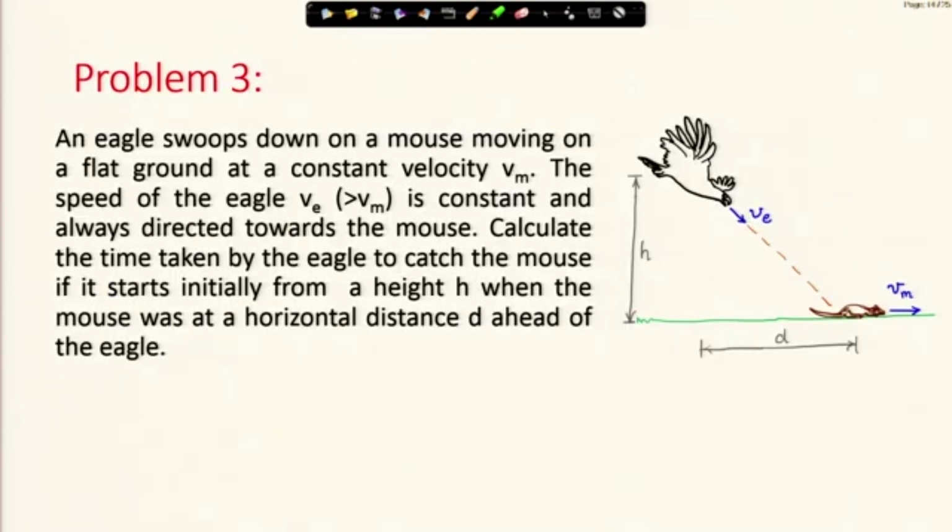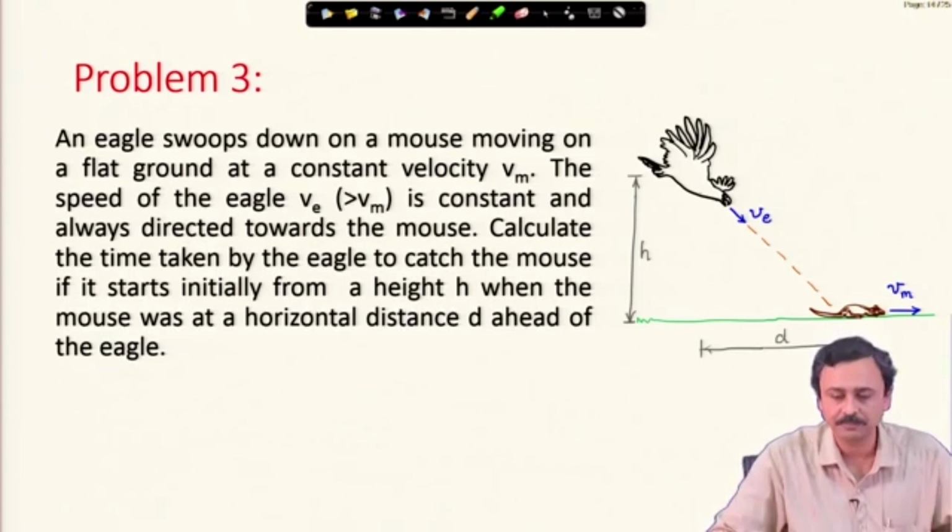Finally, we have a problem of this eagle which is swooping down on a mouse moving on the flat ground at a constant velocity Vm. The speed of the eagle, Ve, which is also constant, is greater than Vm. This is an assumption, and it is always directed towards the mouse. Calculate the time taken by the eagle to catch the mouse if it starts initially from a height h when the mouse was at a horizontal distance d ahead of the eagle. These distances are all marked out in the figure.